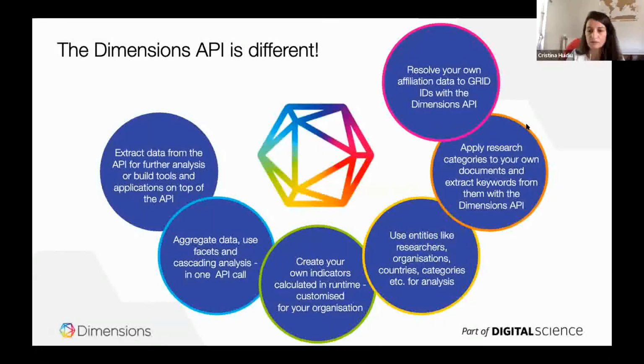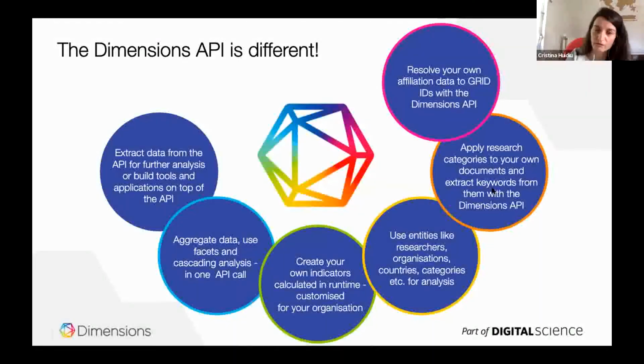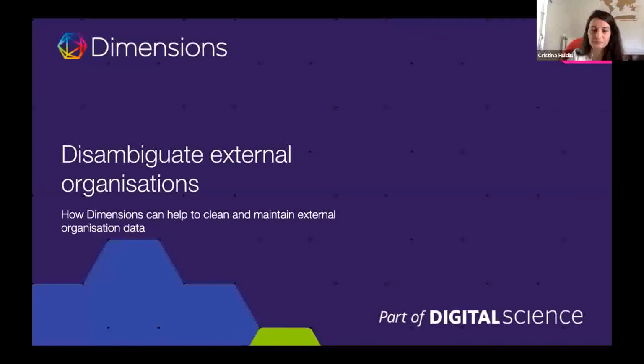And I will skip this little one because I will go into a bit more detail about what this is towards the end of the presentation. And this was actually what the presentation and the workshop today was supposed to be about: how to resolve your own affiliations using GRID IDs and the Dimensions API. Because this has been a long-standing problem that we ourselves bumped into as we started to build Dimensions.